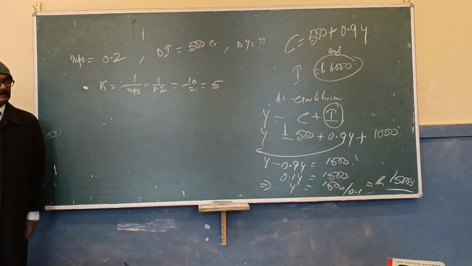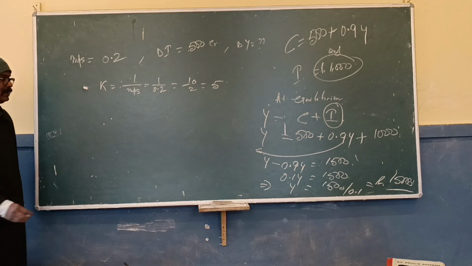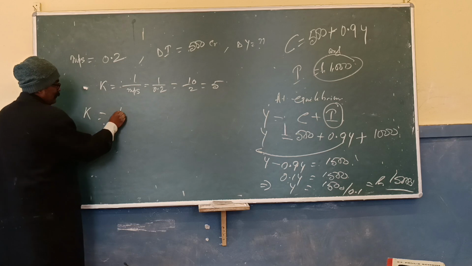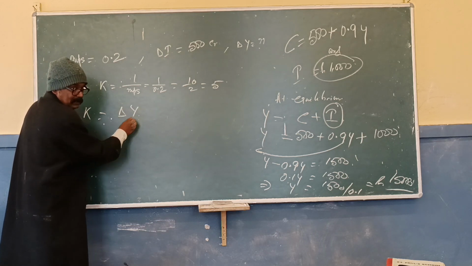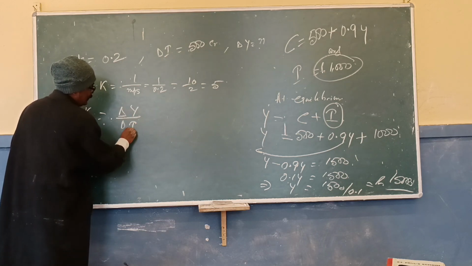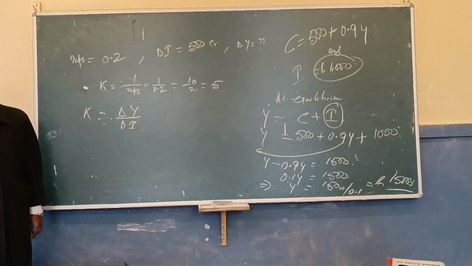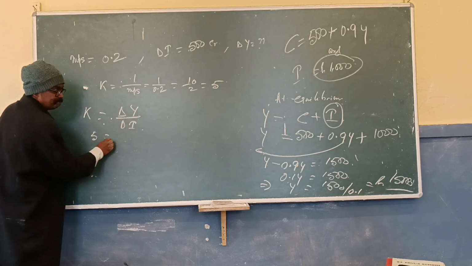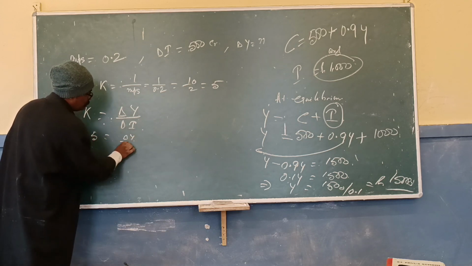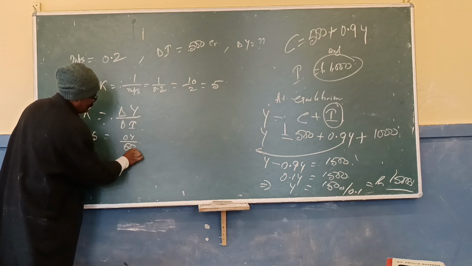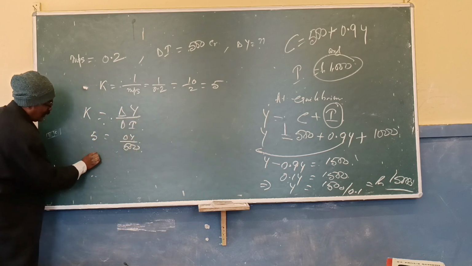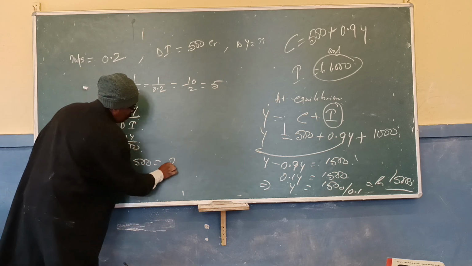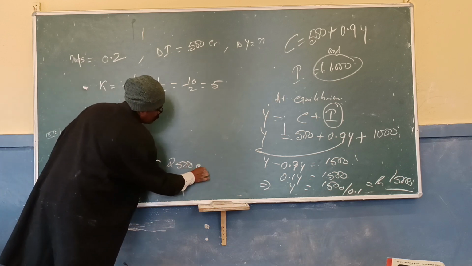Just now I told you this. Now the investment multiplier, this K, is also written as delta Y by delta I. Isn't it? Yes or no? I know the value of this one. This is 5. Delta Y I don't know. Delta I is how much? 500. So delta Y is equal to 5 into 500, that is equal to 2,500.